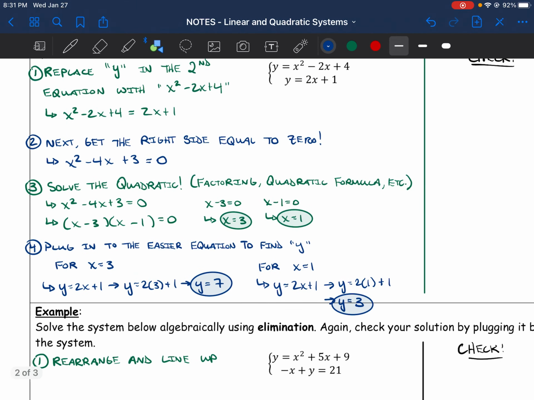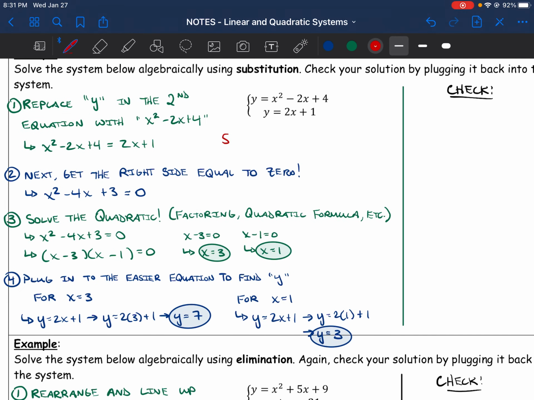Notice there are two solutions here. When x is 3, y is 7, so let's write that down as one of our solutions. So solutions: when x is 3, y is 7, and when x is 1, y is 3. So our two solutions are (3, 7) and (1, 3).